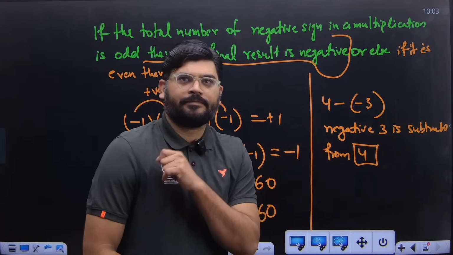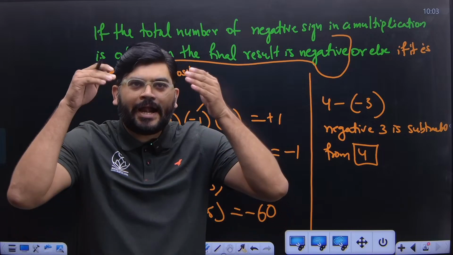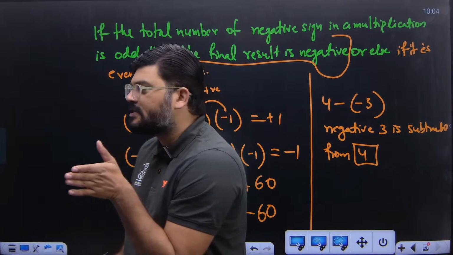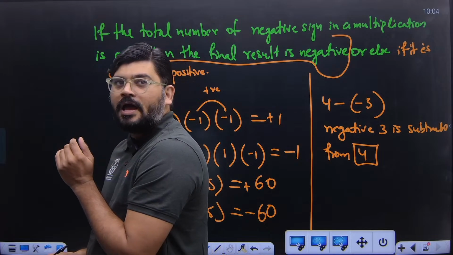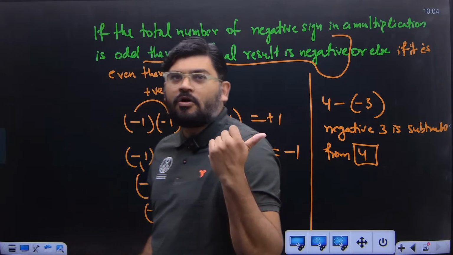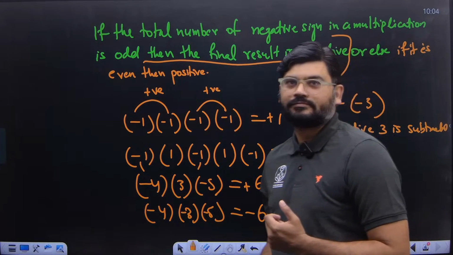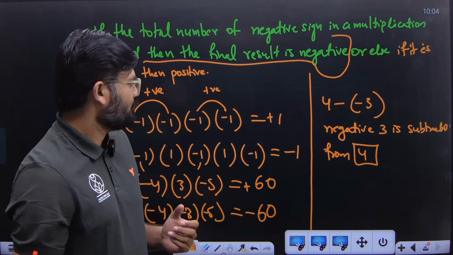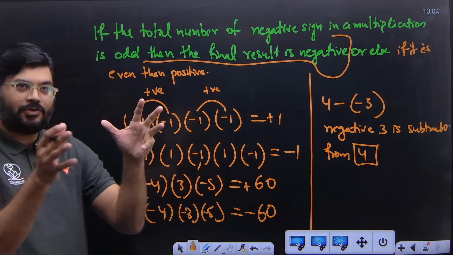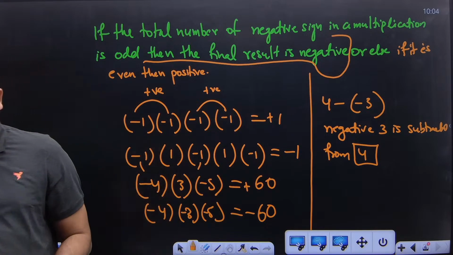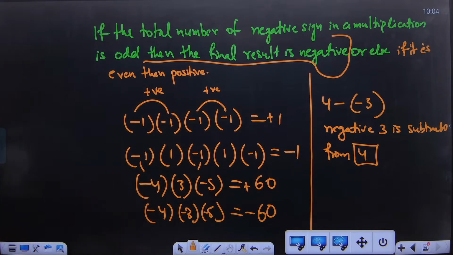What does it mean? That you are standing on 4. Subtraction means you will face towards the negative direction. And negative 3 means you will go in the backward direction. So where will you reach? At 7. Right. Please note this down. While noting down, just check if you are getting the concept. If you're not getting anything, you can reconfirm with me. Okay.